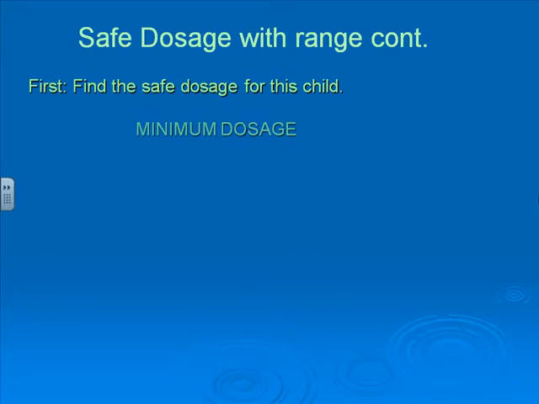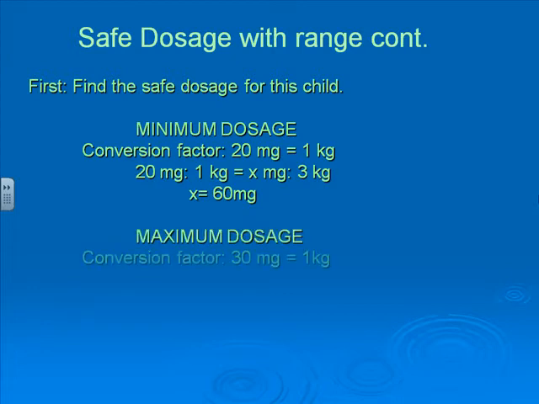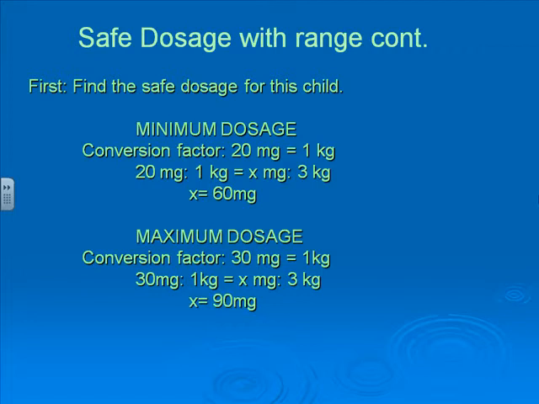In order to find the safe dosage, we're first going to have to calculate a minimum dose. It told us we're allowed to give 20 milligrams per kilogram as a minimum. We have a 3 kilogram patient, so we're going to set up our problem. One of the 4 methods will work. In this case, we're looking at the ratio method. And we discover we're allowed to give a minimum of 60 milligrams. We then will do the same with the maximum dosage. We know we're allowed to give 30 milligrams per kilogram as a maximum. We need to convert our 3 kilograms into milligrams. We can set this up using any of the methods we learned. In this case, we're using the rainbow method. And we'll discover we can give a maximum of 90 milligrams.